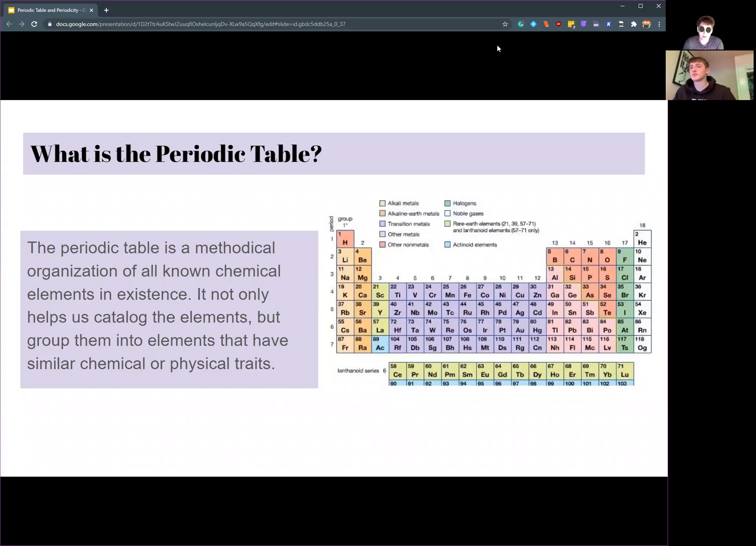First, what is the periodic table? Essentially, it's the organization of all known chemical elements in existence. It's organized so that we can catalog and recognize where elements go and how they relate to each other in terms of chemical properties and physical traits. It's just really helpful in organizing the elements based on their properties.